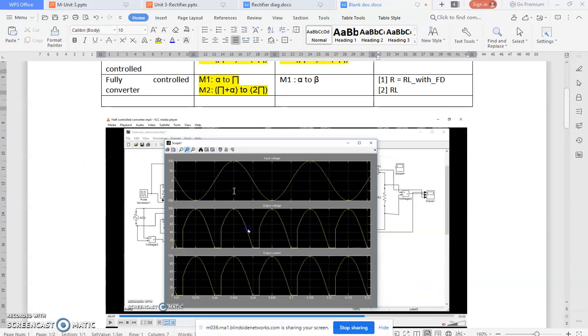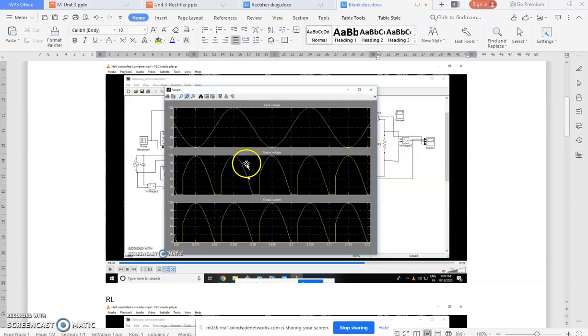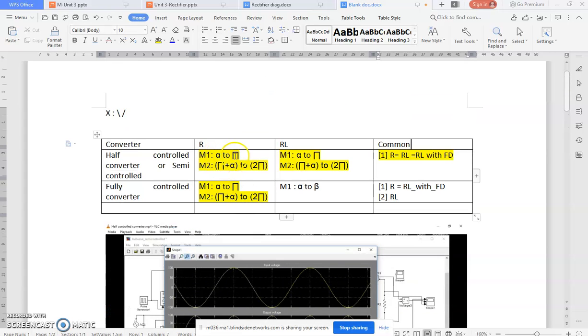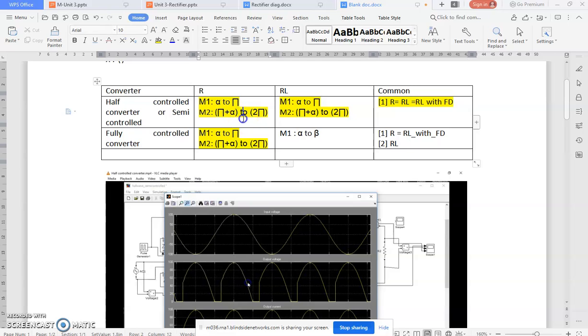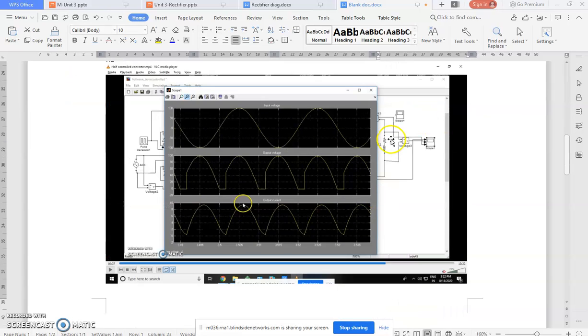In the waveform, I have connected R load only. In the positive half cycle, with 30-degree delay, it conducts from alpha to pi, alpha to 180 degrees. Then the second one conducts from pi plus alpha to 2 pi. R load, RL and RL with freewheeling diode are the same. Let's see the RL load, what about that one? Same.